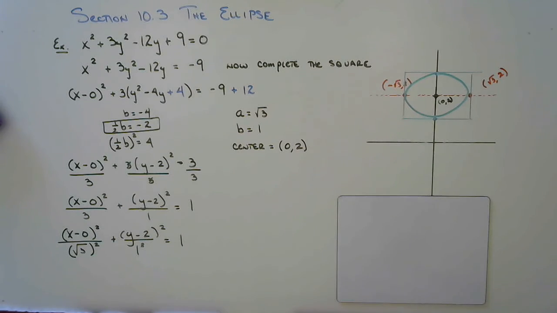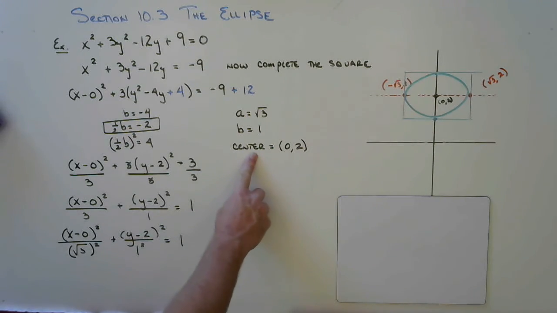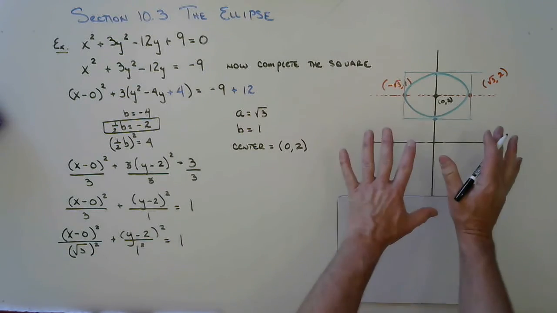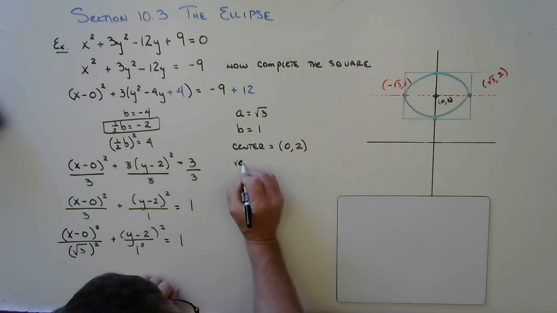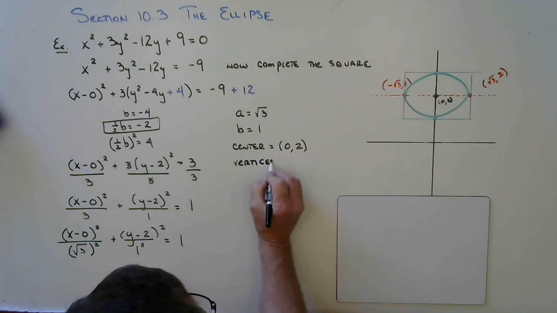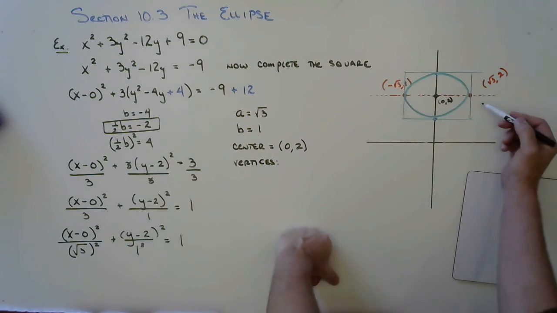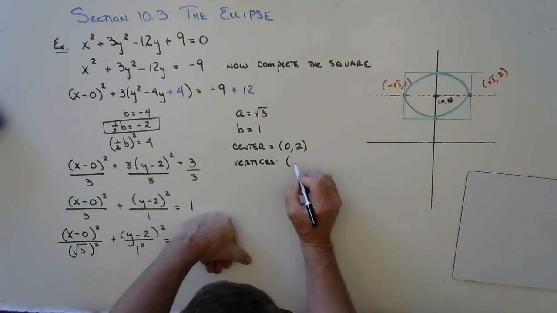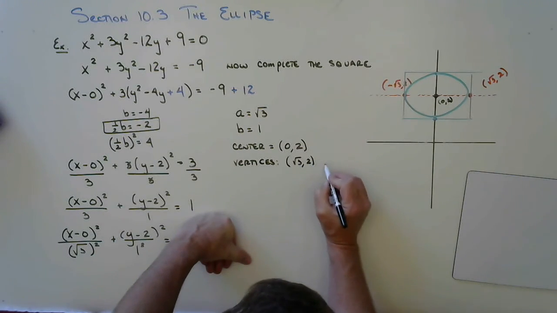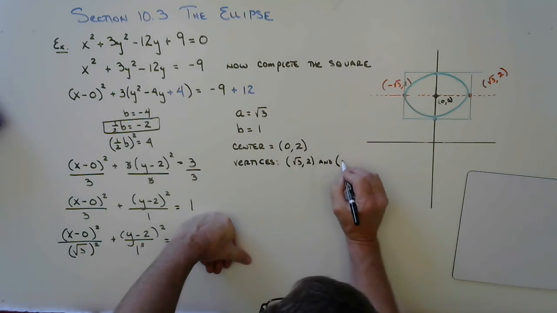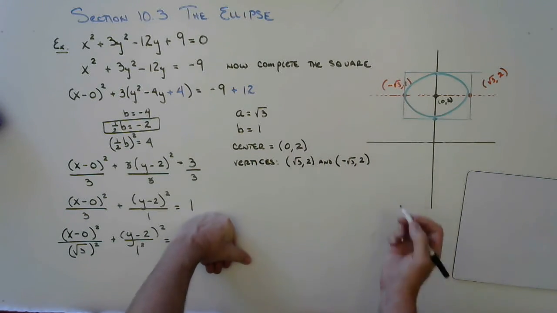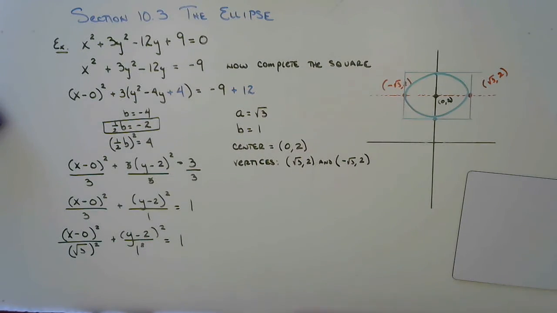Now, what are they going to ask us to do, right? Well, in this question, they said, find the equation. We did that. Find the center. We did that. Find the vertices. Okay, now we haven't done that yet, but we've got them labeled, don't we? Our vertices are the endpoints of the major axis. We labeled those. So our vertices are going to be square root of 3, 2, and minus square root of 3, 2.